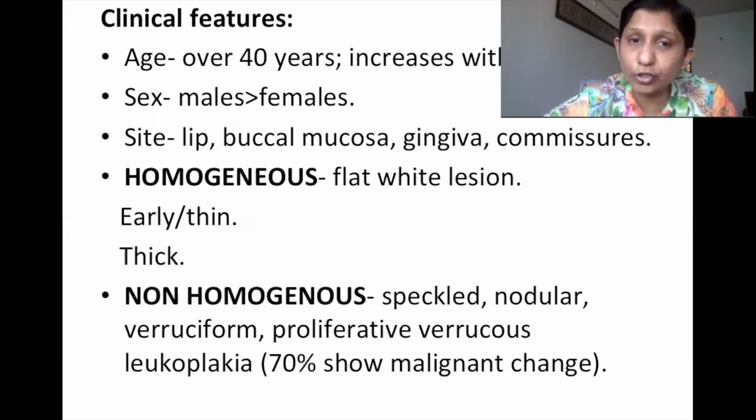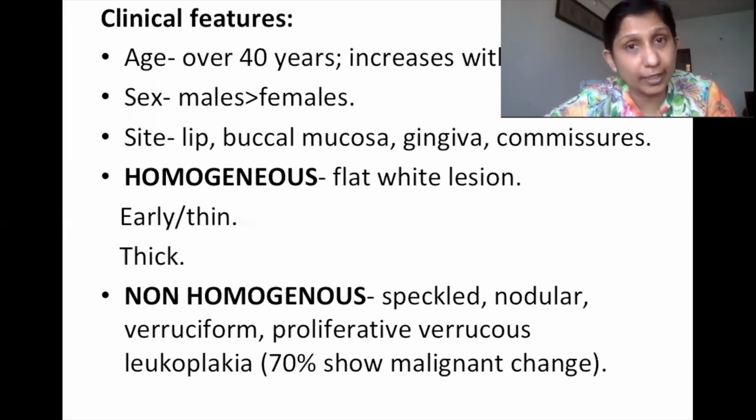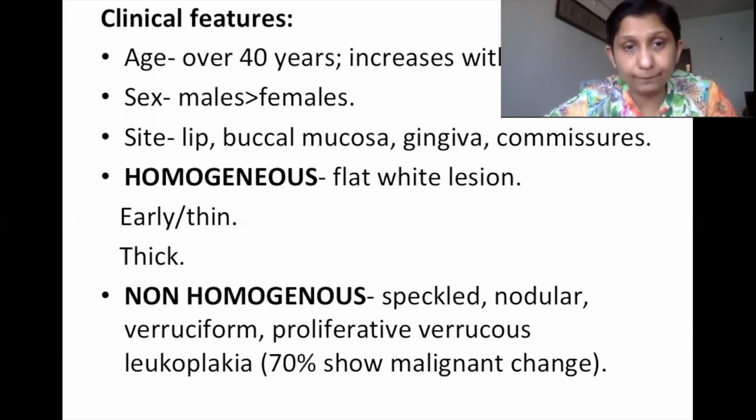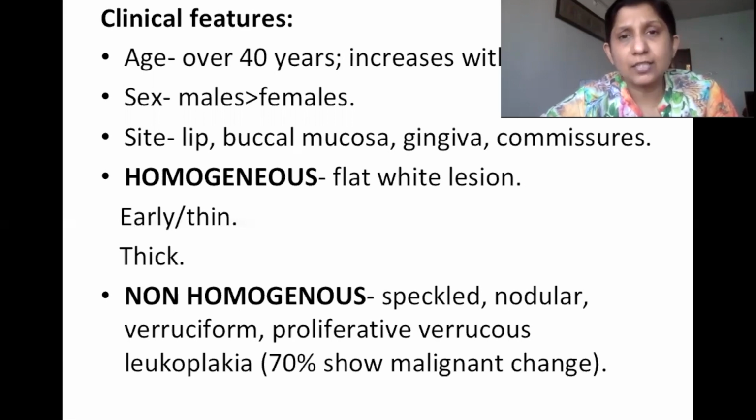Now, when I say homogeneous lesion, I mean it's a flat white lesion, which can be either an early lesion or a thin leukoplakia. And then you can have a thick leukoplakia, which is thicker, like a plaque. The pictures which I showed you were thick leukoplakias. Or it can even be non-homogeneous. When I use the word non-homogeneous, I mean it's not just white in color, but it also has some alternating red colors in between.